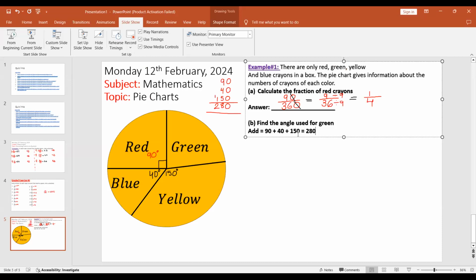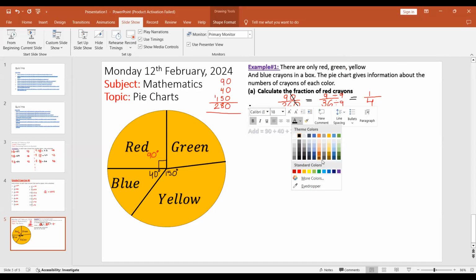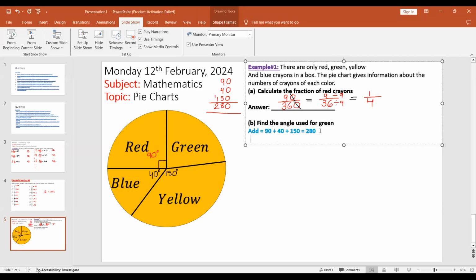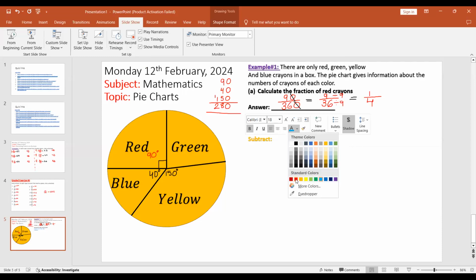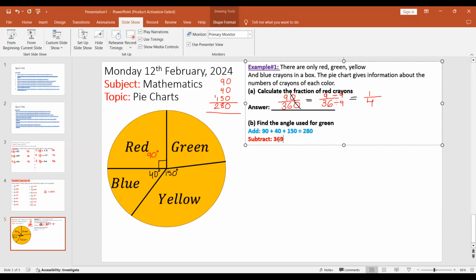Okay, so that's the first thing. Are we done? We already added them. No, we have to subtract. So we add and we subtract. That's what we're gonna do to get the answer. We have to subtract 360 minus 280. And that's gonna be equal to 80. So 360 minus 280 is going to be equal to 80.